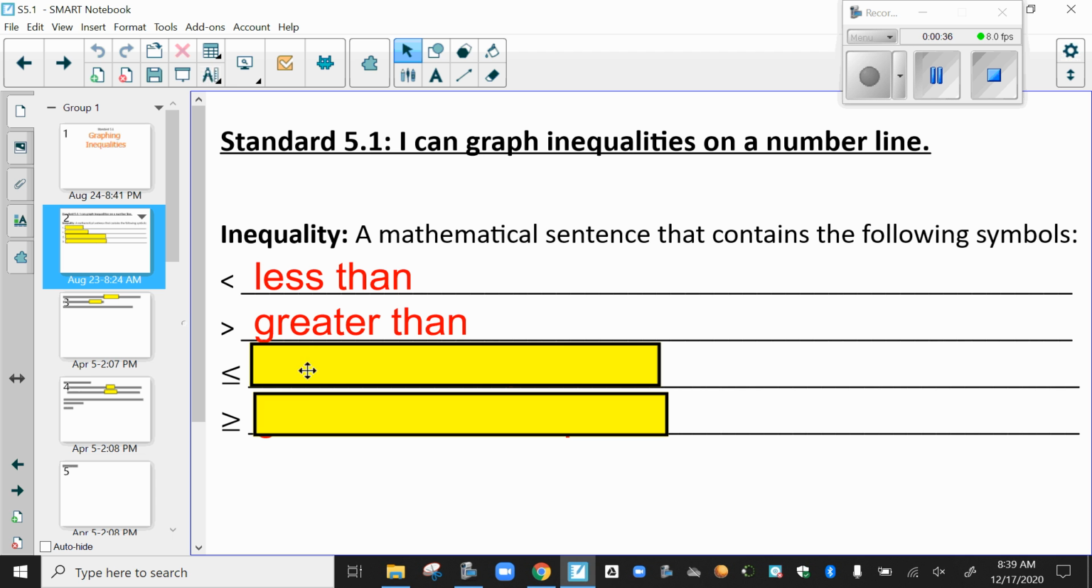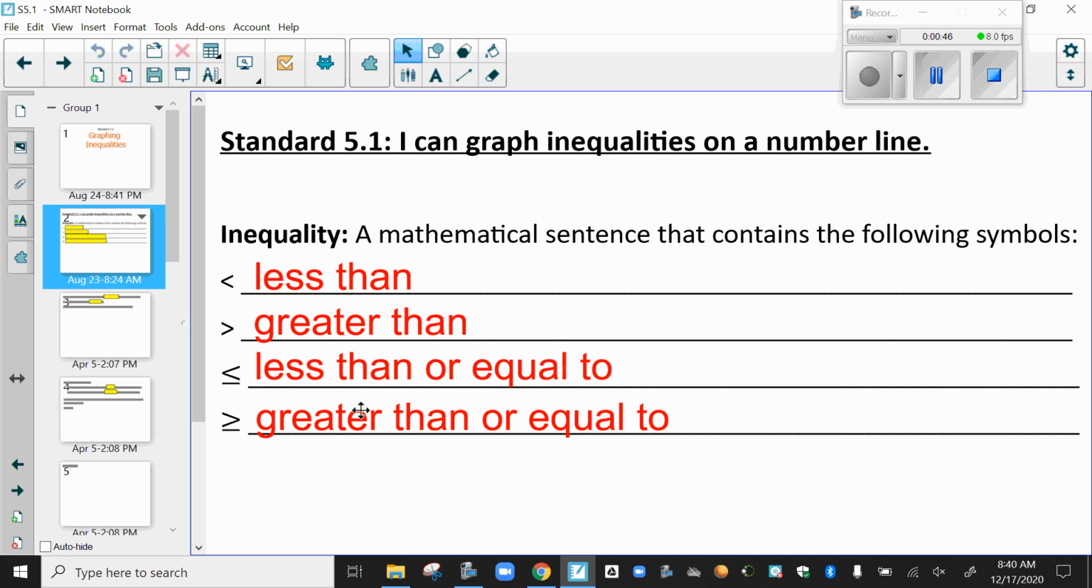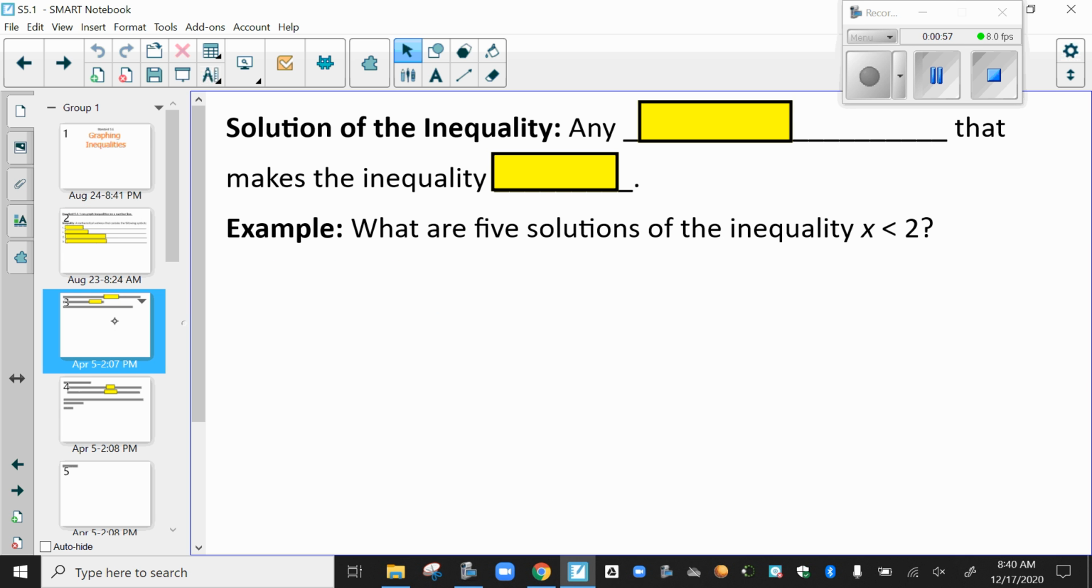These might be new. If we take the less than sign and add a line underneath, that's going to indicate less than or equal to. All right. In the bottom one, we take the greater than sign, add that line, same thing. Now we're going to have greater than or equal to. So think of it as a greater than sign and the bottom line of an equal sign, and that's how we get that sign. Okay. So a solution of an inequality is any number that makes the inequality true.